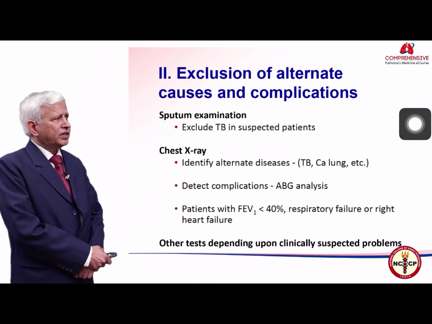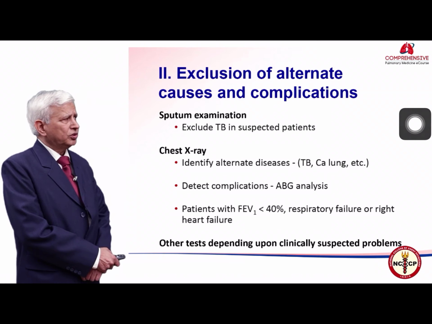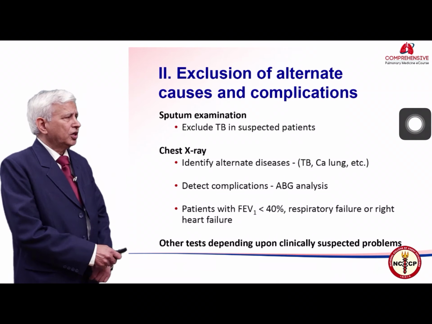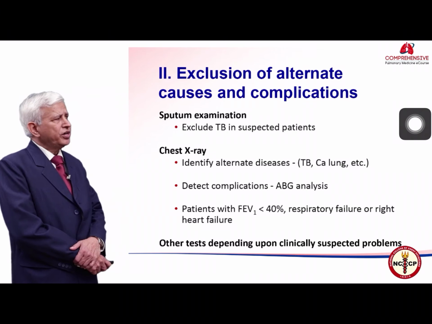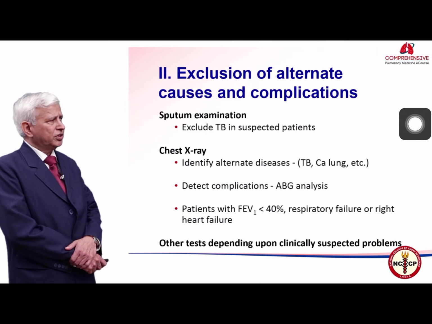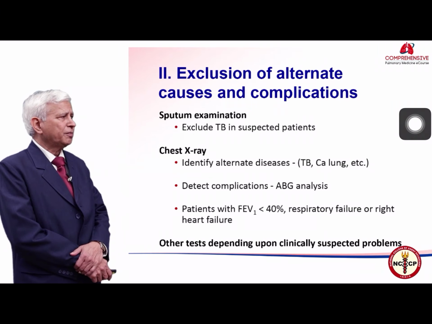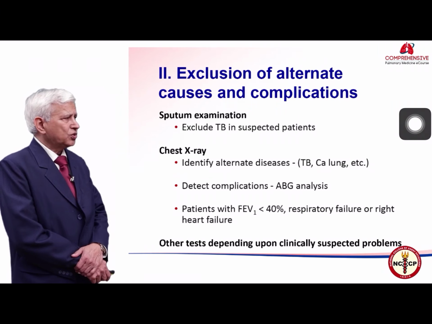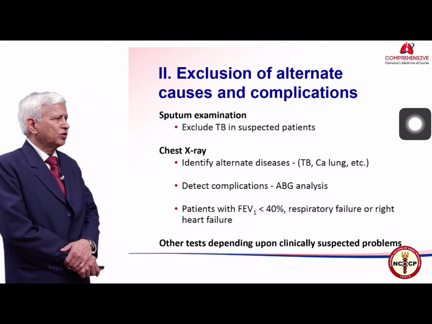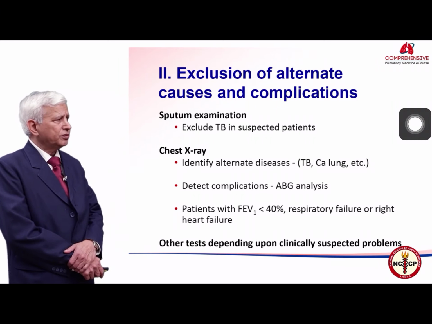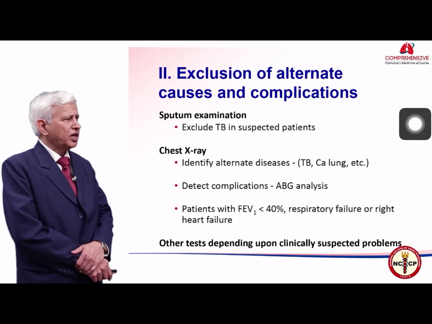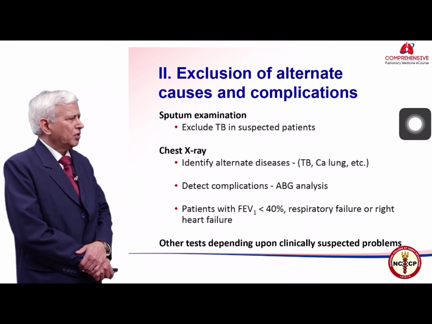There are several alternate causes which can be confused, and for these conditions, one would need to do alternate investigations like sputum examination whenever tuberculosis is suspected. Chest X-ray is also done to exclude other diseases like tuberculosis and sometimes tumors, and to detect complications like pneumothorax or other pneumonias. And so.